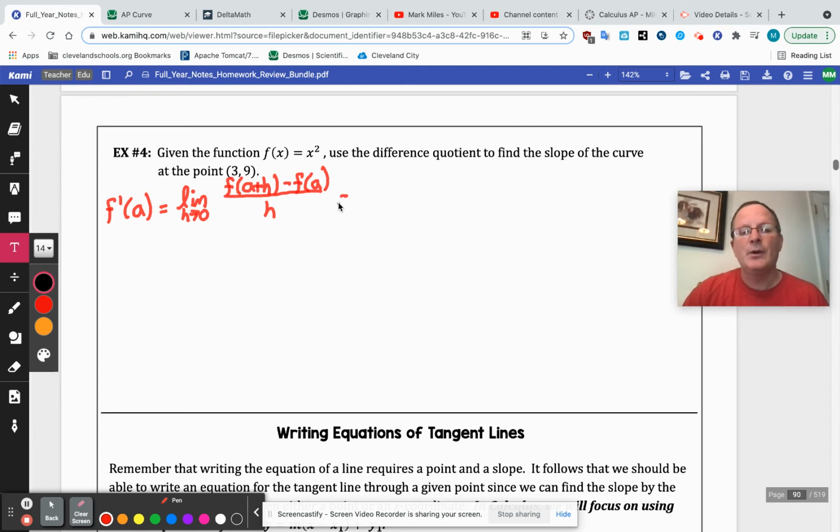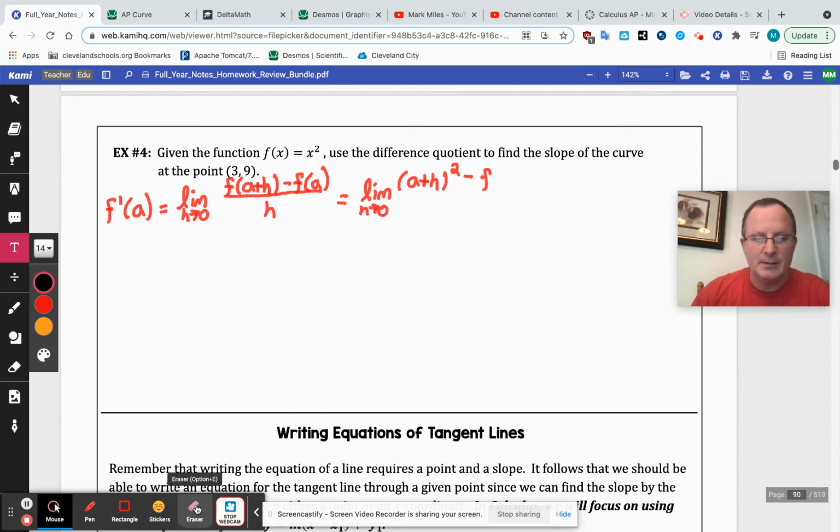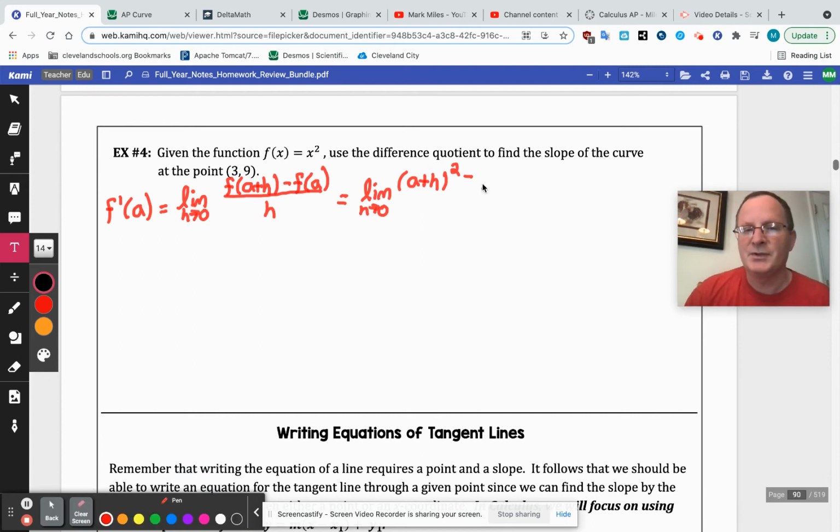So on this particular function, that's going to be the limit as h approaches 0 of, now, this is y2. I'm substituting that right there into x squared. And so I'm going to have (a plus h) squared minus y1, which will be f of a, which is a squared.